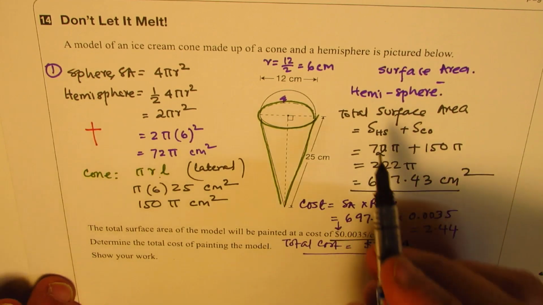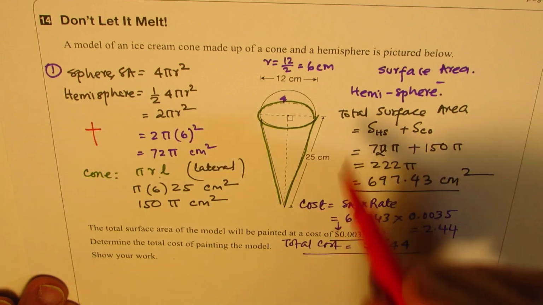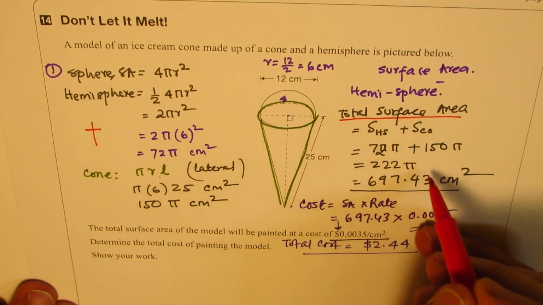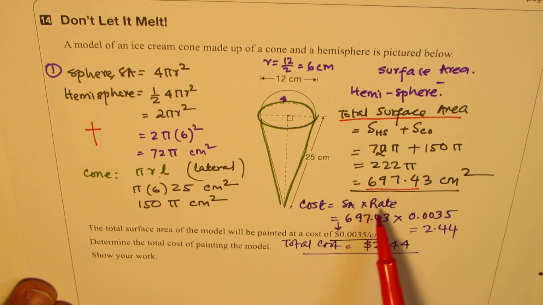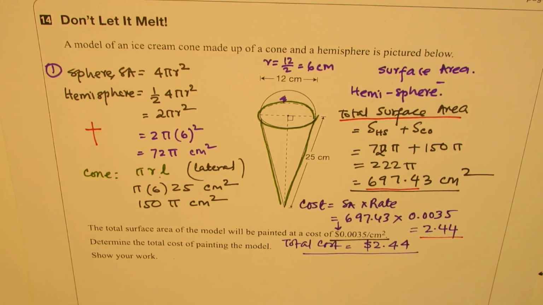Now, total surface area is combination of both of them. So we just added them up, got a value of 697.43, multiplied the surface area with the rate given to us to find the total cost. Is that clear? Perfect. So that is how you solve this particular test paper.